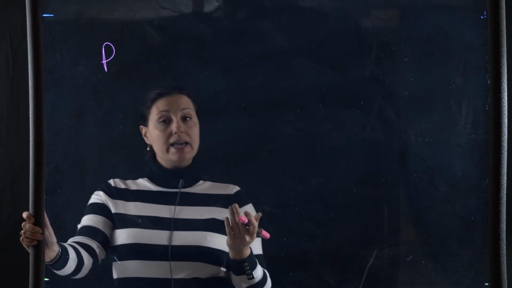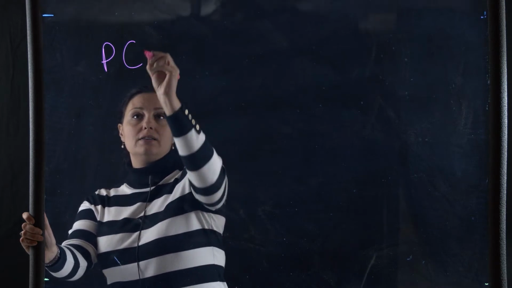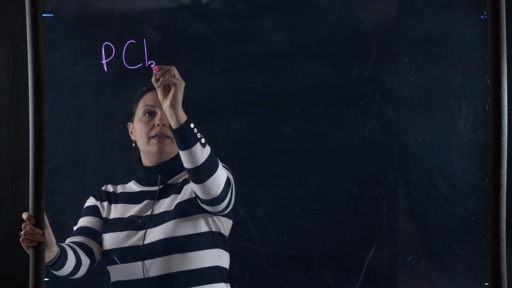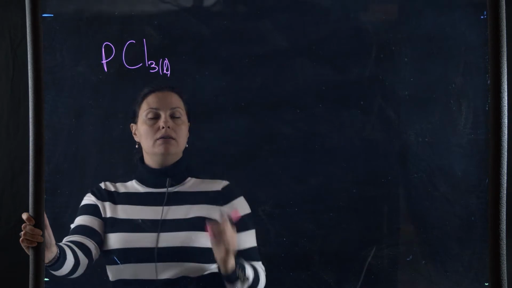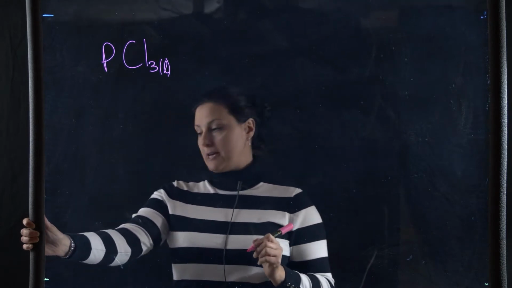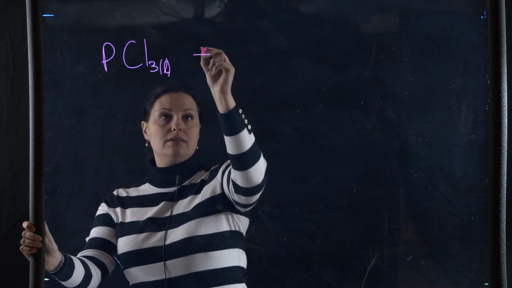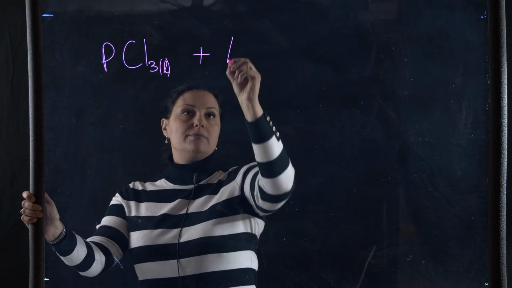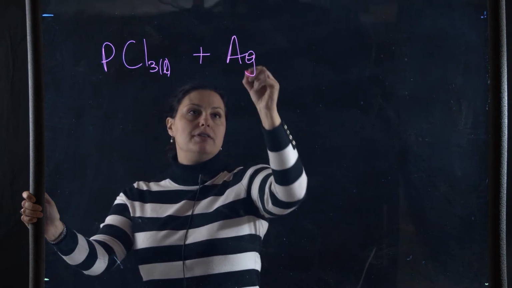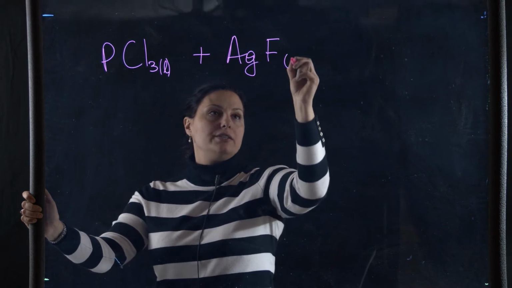Trichloride. The tri is telling me that there's 3 chlorines. Chloride tells me that there's Cl, and the tri tells me there's 3. And it says it's liquid, so I put an L in parentheses by the 3. Plus, I'm adding silver fluoride solid. It tells me that there's silver, there's my silver, and fluoride, solid.